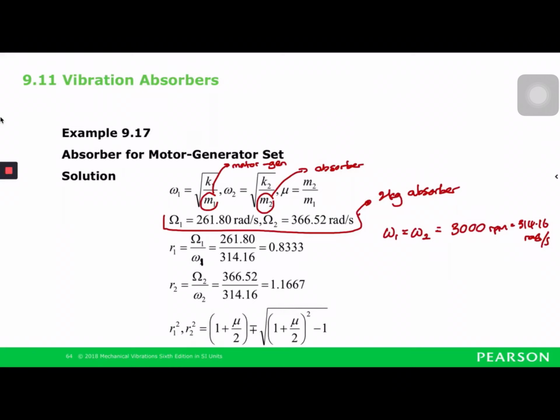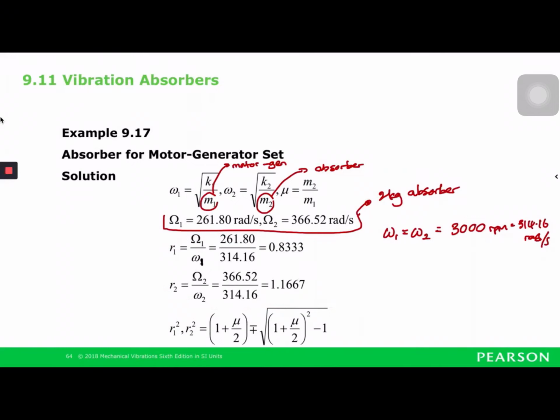In the example, it states omega 2. So either way, omega 1 is equal to omega 2, so it still becomes omega 1 as well, so it doesn't matter. So here we take capital omega 1 and omega 1, so we have the ratio 0.8333. R2 is 1.1667. So we can take either one and we can use this equation.